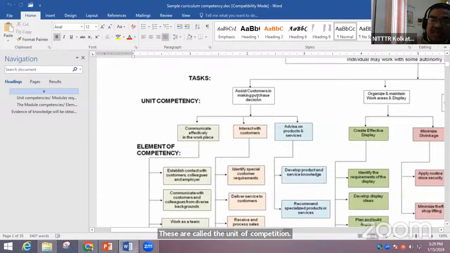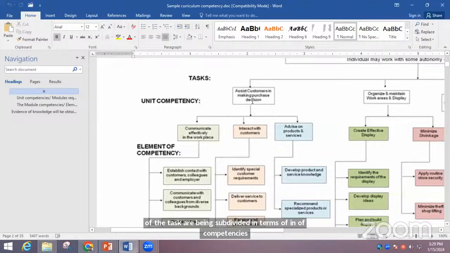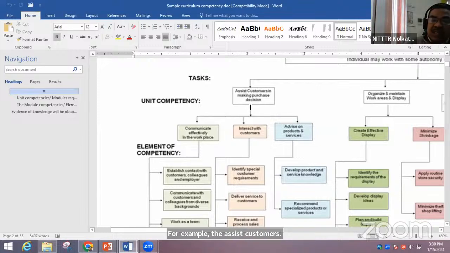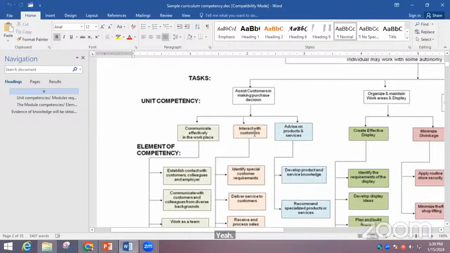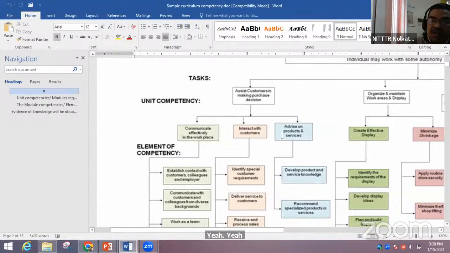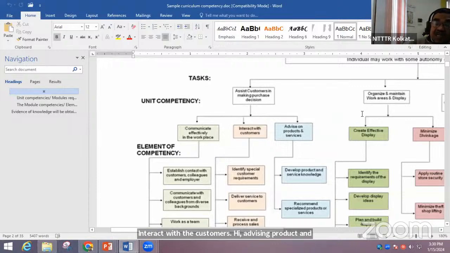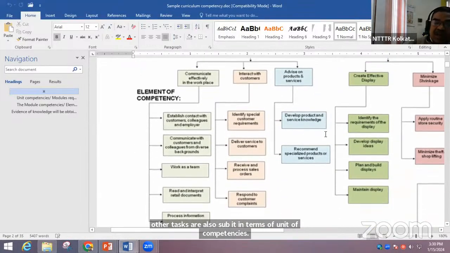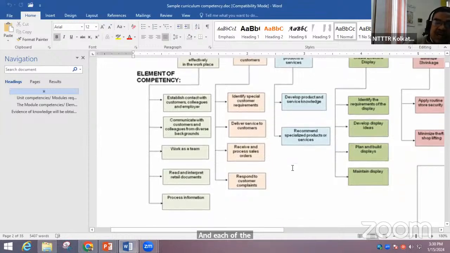For example, under the task of assisting customers in making purchase decisions, the units of competencies are like: communicate effectively in the workplace, interact with the customers, and advise on products and services. These are called the units of competencies. Similarly, other tasks are also subdivided in terms of units of competencies. And each unit of competency is again subdivided in terms of elements of competencies.